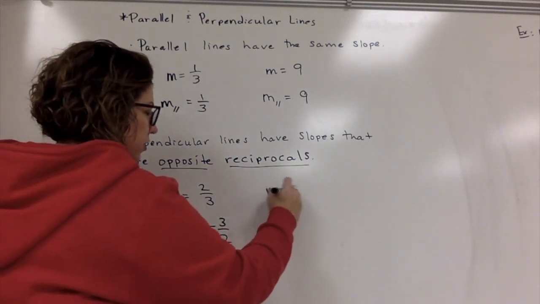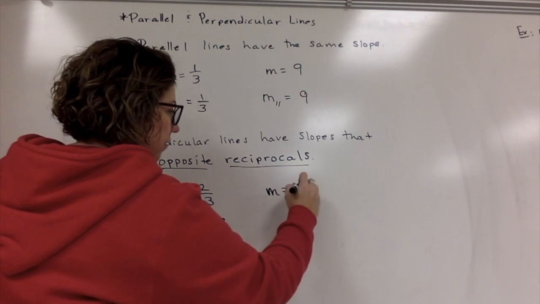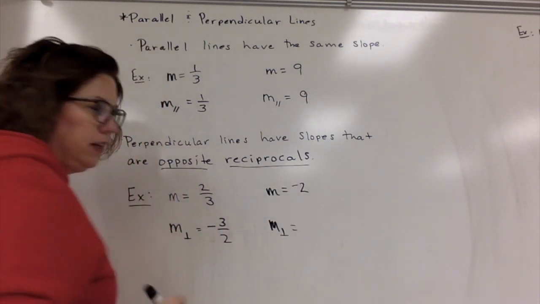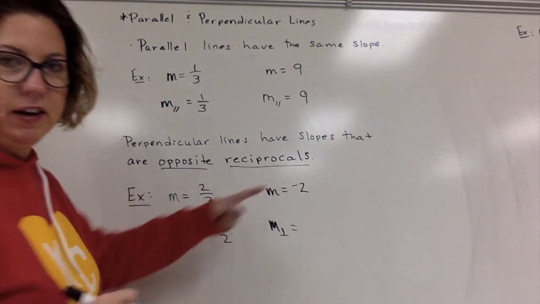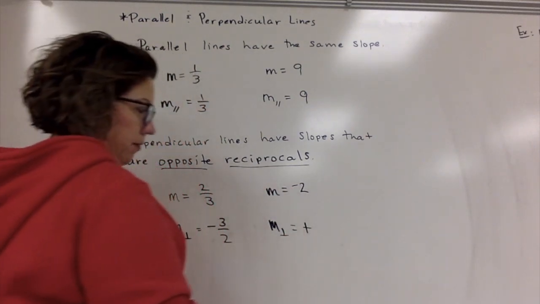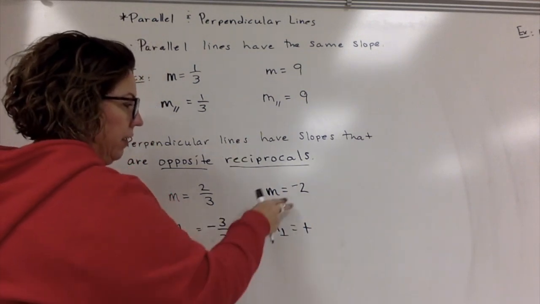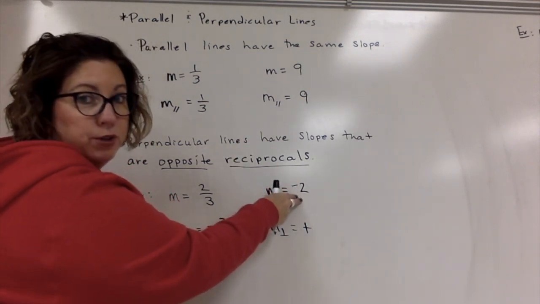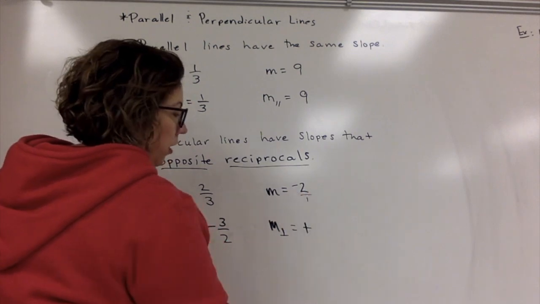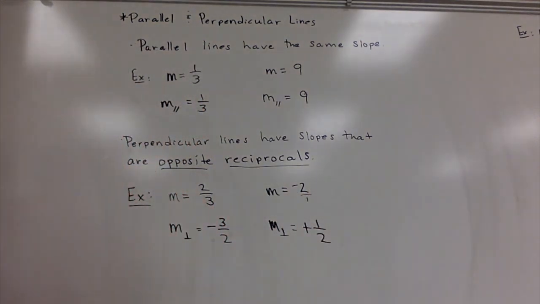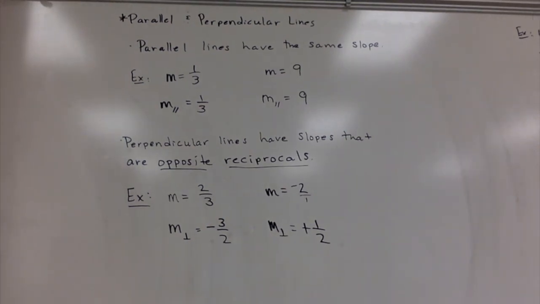If I have a slope of -2, the slope of the line perpendicular to that is the opposite of negative, which will be a positive. Sometimes I might even write the little plus sign there just to know that I've thought about it. And then the reciprocal of 2, remember that 2 is really 2 over 1, so the reciprocal of 2 is 1/2. Okay, so hopefully that makes sense.